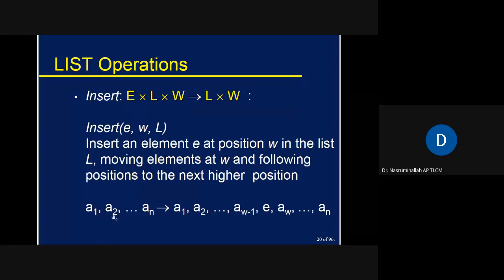So it is represented graphically over here. Currently the list has 1 to n different elements. Our window location is w minus 1, so this is the location where the new element will be inserted. This E, the new element, will be inserted at the wth location, and this will be the new list, and that will be returned.